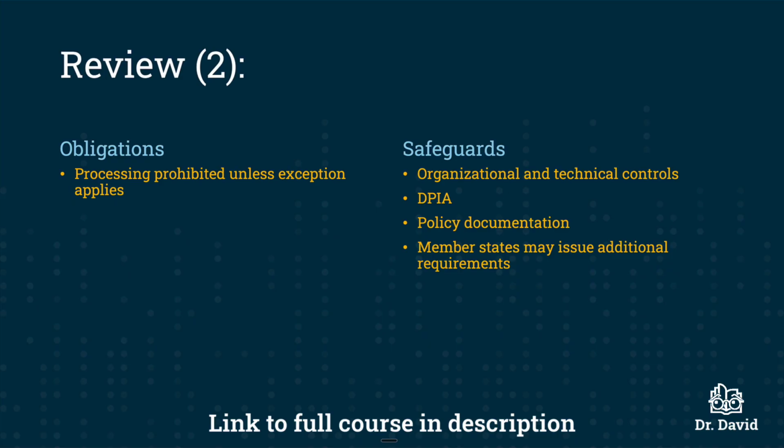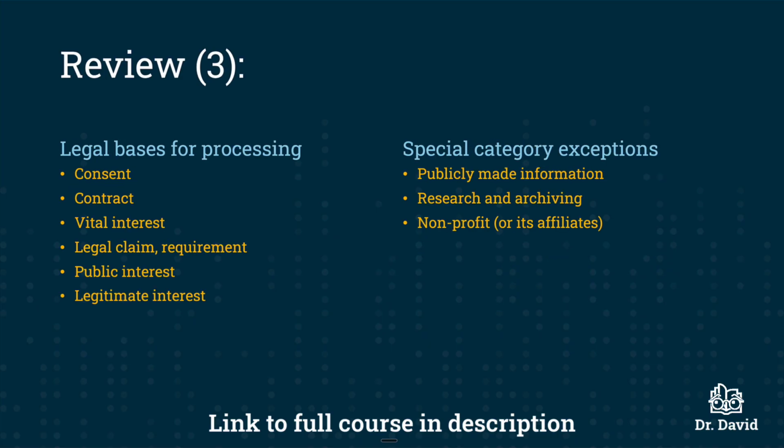Under the GDPR, there are certain obligations for the processing of special categories of data. In short, there's a general prohibition unless an Article 9 exception applies. Safeguards include organizational and technical controls, having a data protection impact assessment conducted, policy documentation, and remember that member states within the EU may issue additional requirements. The 6 legal bases for processing special categories of data that you need to commit to memory are consent, contract, vital interest, legal claim, requirement, public interest, and legitimate interest.